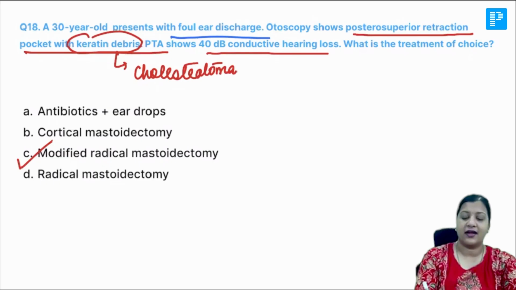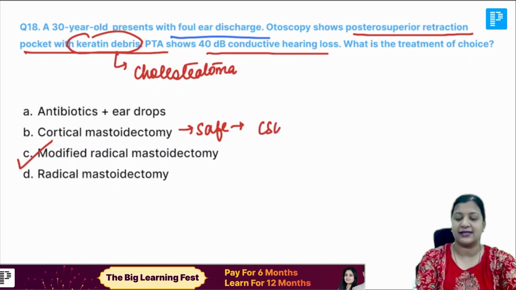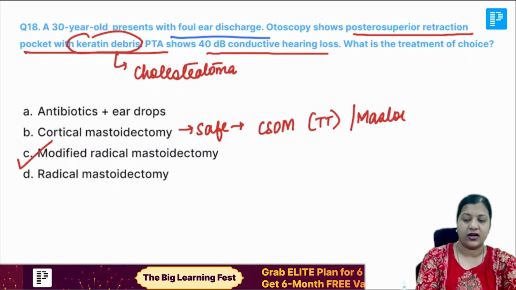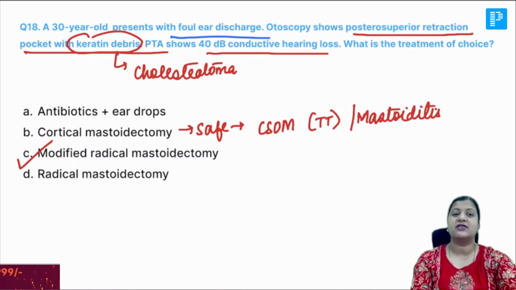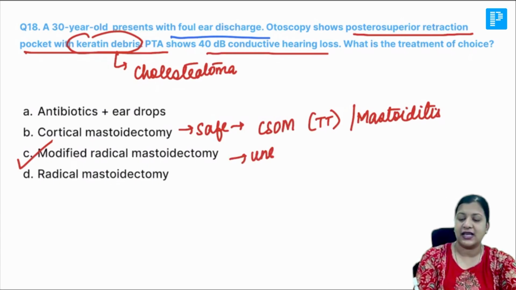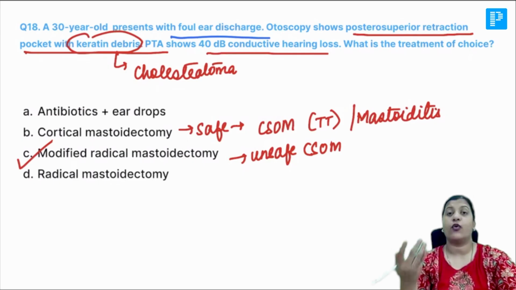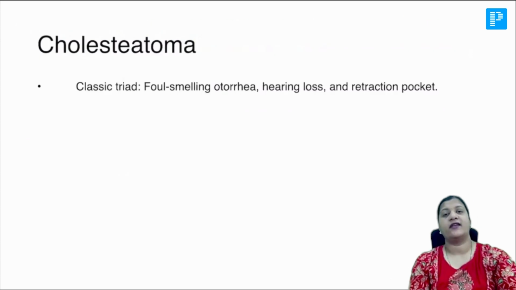Cortical mastoidectomy is done for safe diseases, like if there is a patient who has CSOM, tubotympanic type, a patient who has mastoiditis, a patient who has any disease of only the mastoid air cells, you could do cortical mastoidectomy. But if there is a cholesteatoma or if there is an unsafe type of CSOM, then you will go for MRM. Radical mastoidectomy you will do for more advanced lesions like carcinomas, or if there is a CSF otorrhea, then you will do a radical mastoidectomy. Got it?